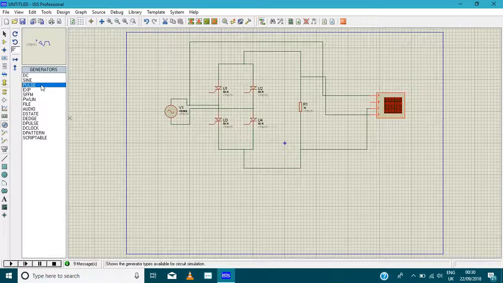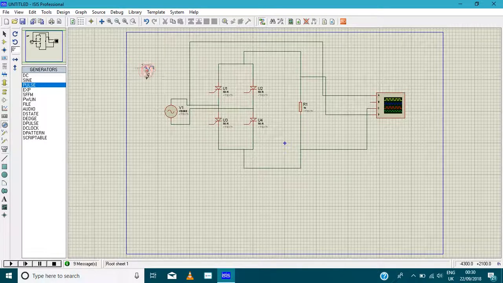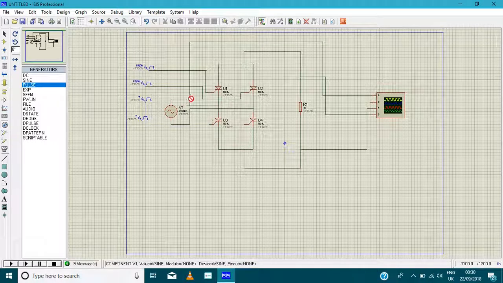This is the pulse generator. Okay, now we just put this generator over there, second, third, fourth. Now 1, 2, 3, and this is the fourth one.